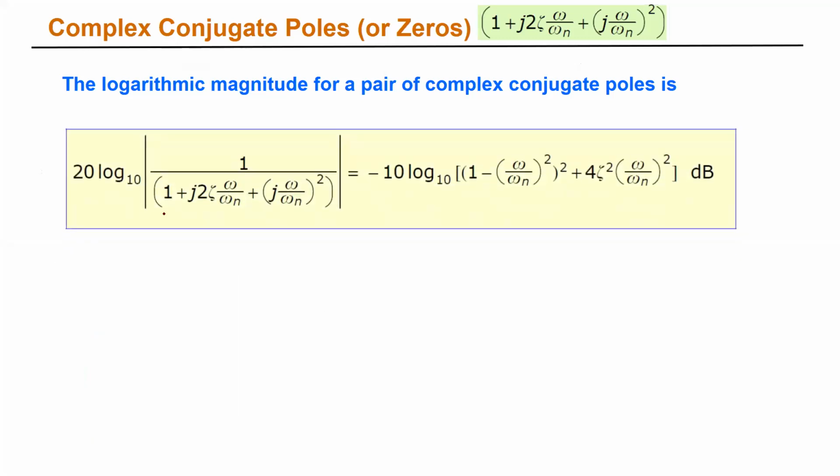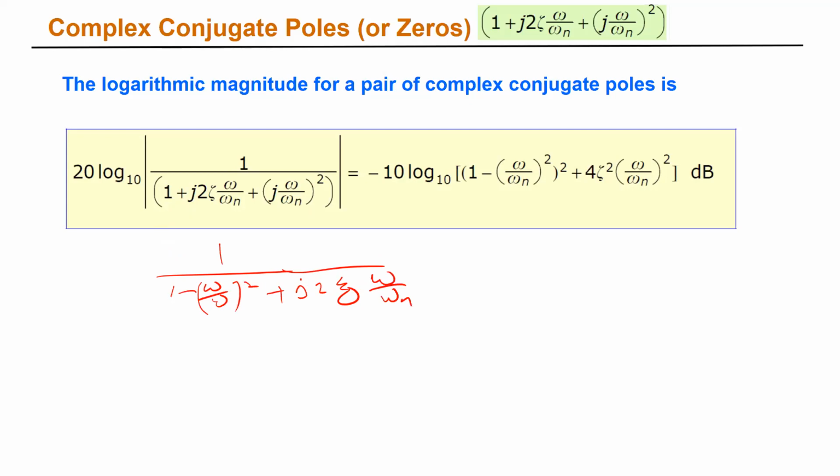I would like to obtain the magnitude of this one. And as you remember, we are going to do straight line approximation. If this is the magnitude, then let me collect the terms in here. Basically you will have, over, j squared will be -1, so I will have 1 minus (omega over omega n) squared plus j2 zeta (omega over omega n).